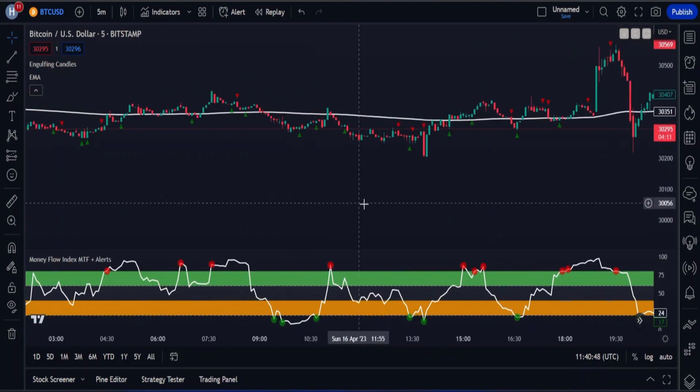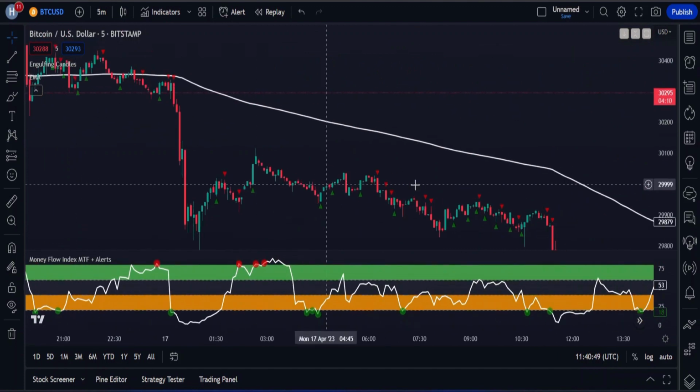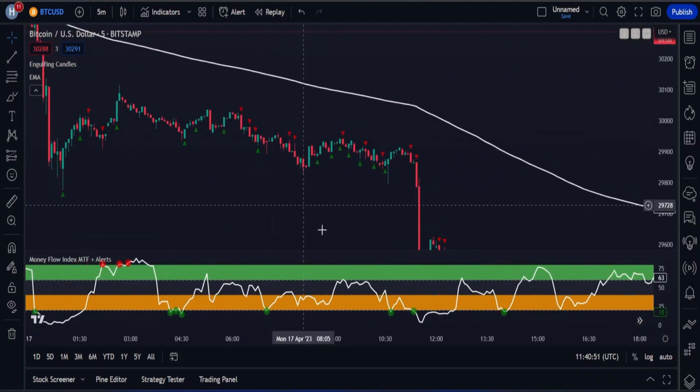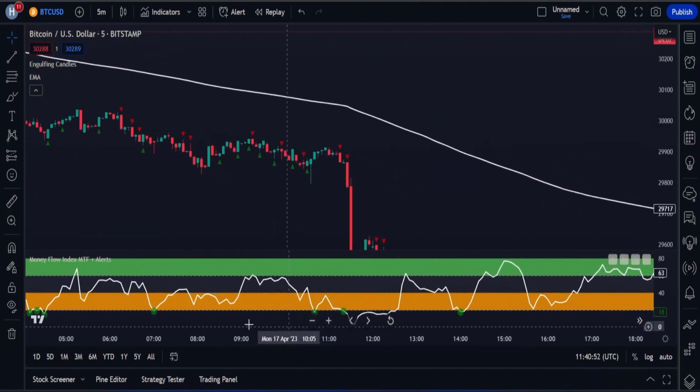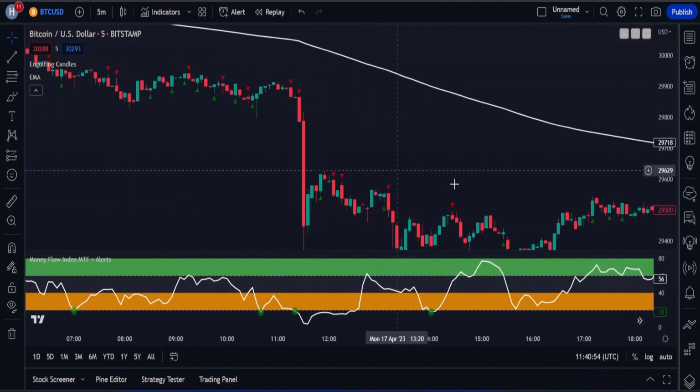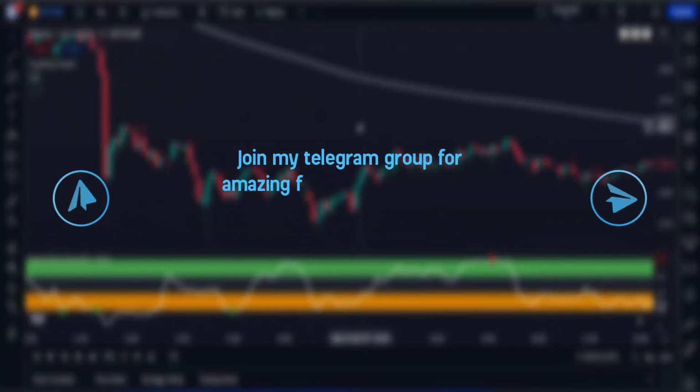Now that we have all the indicators on the chart, and you guys know what function these indicators play, let's see how we can use these together to open successful buy and sell trades. First, let's go through the rules for entering a buy trade.